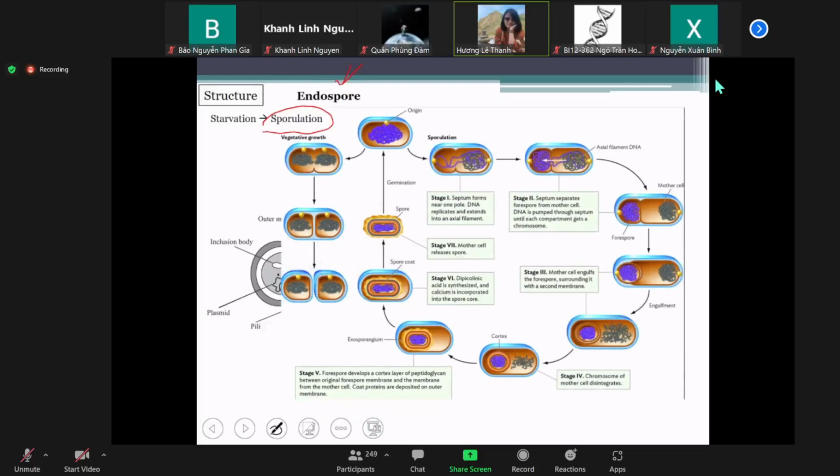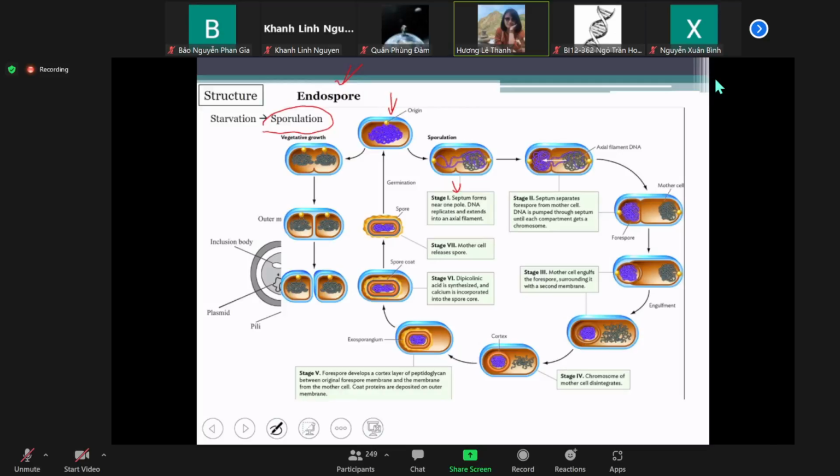So first, this is our bacteria in the normal conditions. When they are hungry, when they have nothing to eat, when they get danger, they will form the spore. And this is the first step. We form a septum near one pole, and DNA replicates and extends into an axial filament.